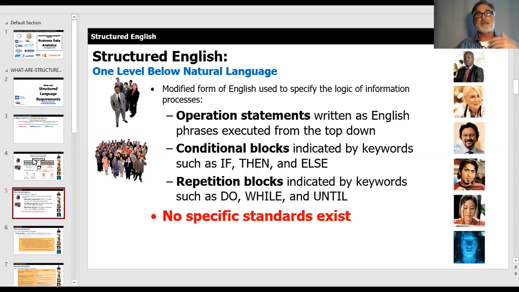But generally speaking, the challenge is converting natural language to something that can ultimately be tested, which is structured English and structured query language, one level below natural language. And it's a modified form of English used to specify some sort of logic of an information process. And most of us, I'd say 99% of us, are used to what I call operational statements, just English phrases executed from the top down. Step 1, step 2, step 3, step 4, step 5.